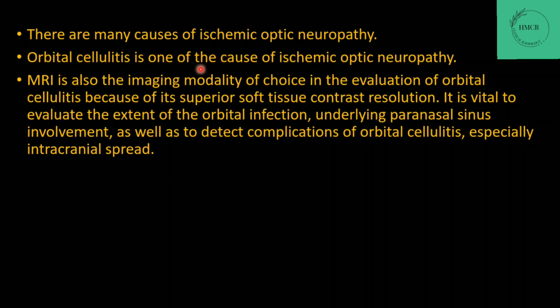Orbital cellulitis is one of the causes of ischemic optic neuropathy. MRI is the imaging modality of choice in the evaluation of orbital cellulitis because of its superior soft tissue contrast resolution. It is vital to evaluate the extent of the orbital infection, underlying paranasal sinus involvement, as well as to detect complications of orbital cellulitis, especially intracranial spread.